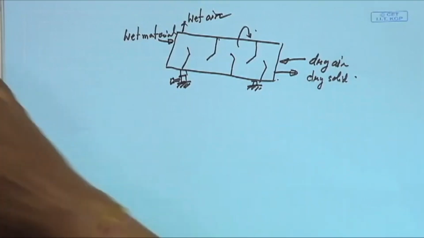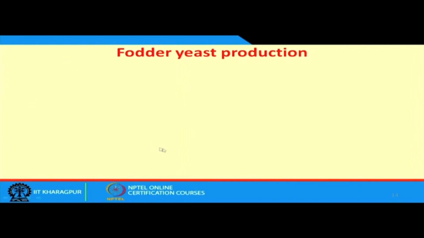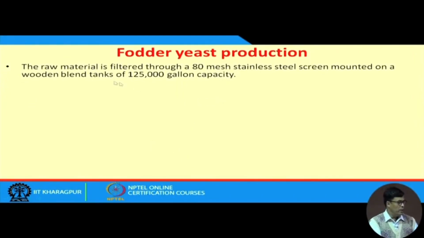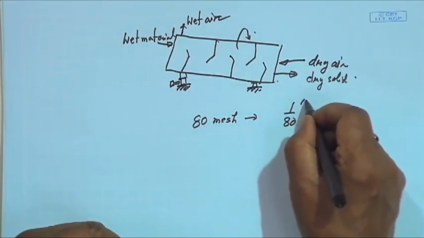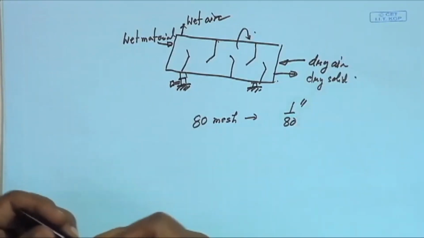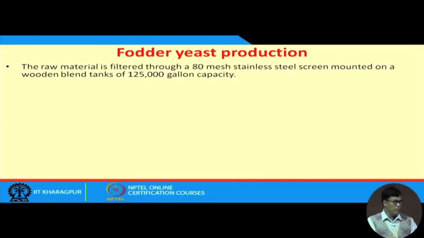I explained this process when I explained the citric acid fermentation process. Now, fodder yeast: the raw material is filtered through the 80 mesh stainless steel screen mounted on a wooden blend tank, 125,000 gallon capacity. I already discussed what you mean by 80 mesh. 80 means the pore size is approximately 1 by 80 inch. This is the pore size of that sieving mesh, approximately, not exactly.